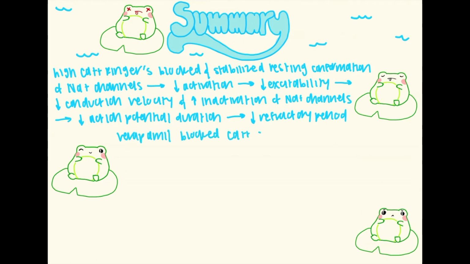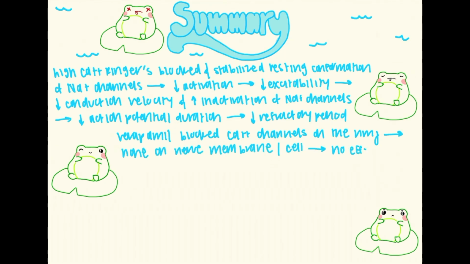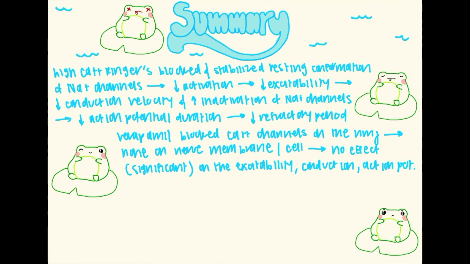Verapamil blocked calcium channels in the neuromuscular junction, and since there are no calcium channels on the nerve membrane, there was no significant effect on the excitability, conduction, or action potential of the nerve, so the threshold, maximum CAP amplitude, conduction velocity, and refractory period remained relatively the same.